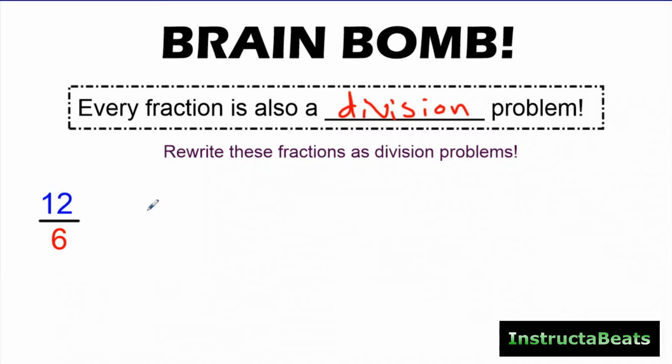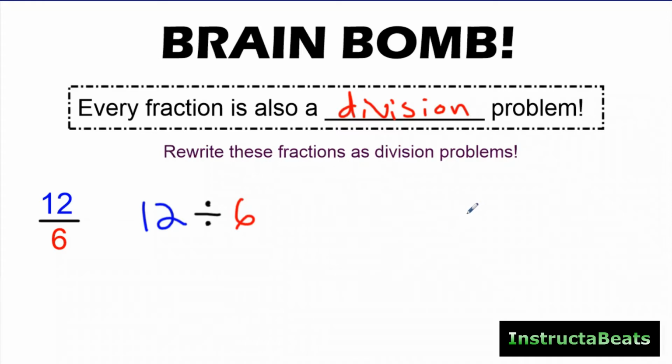I'm going to take 12, and my fraction bar really is a division sign. So I'm going to do 12 divided by, that's what that fraction bar really means, 6. And they don't tell you that right when you start learning about fractions, but a fraction literally is a division sign. This literally means 12 divided by 6.